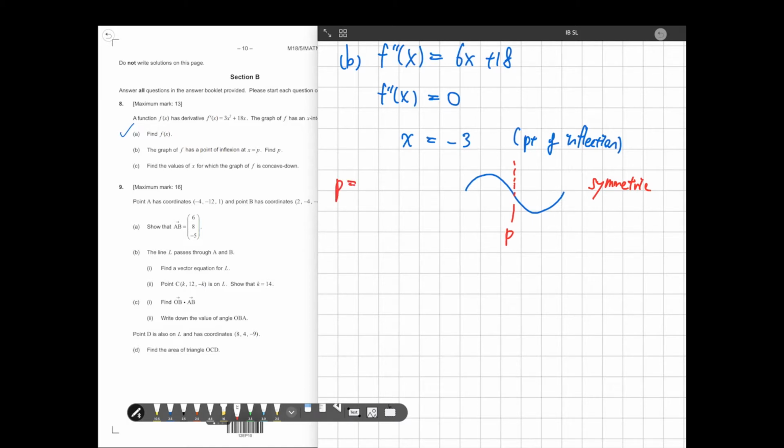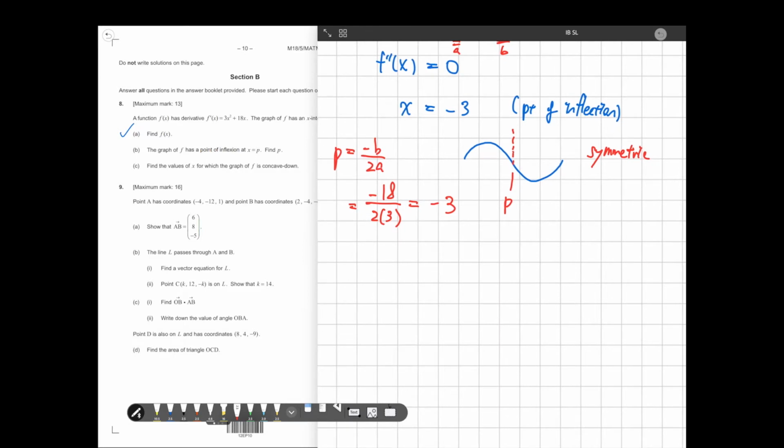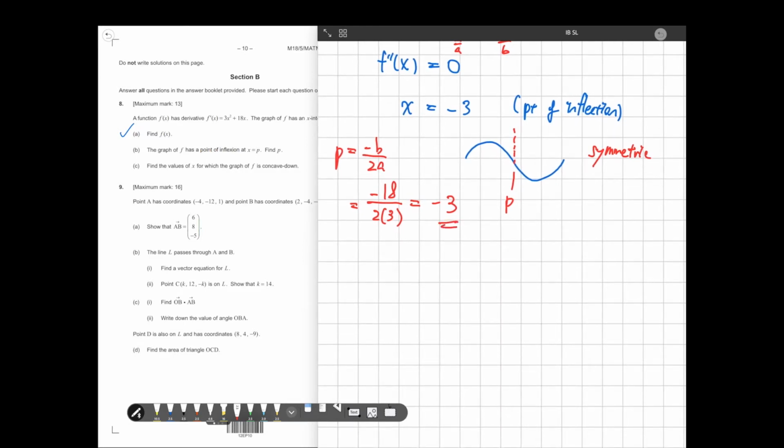So we have P that is negative b over 2a, and then we know b, which is just negative 18, over 2, and then put the 3 inside, and then we find it to be -3, right? So that is a, that is b, right? So that is how we can find -3. That is another approach.